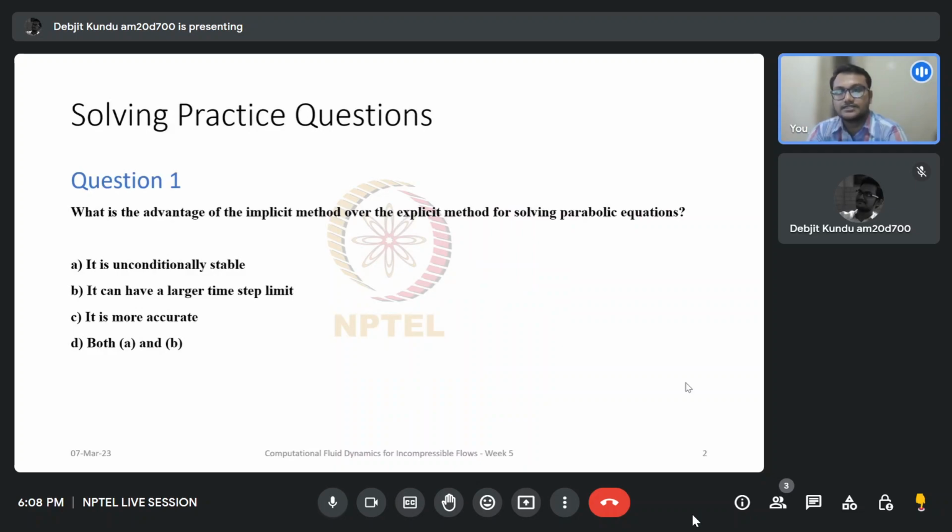Question number 1 is asking us what is the advantage of the implicit method over the explicit method for solving parabolic equations? There are four options given here. The first option is, it is unconditionally stable. Option B is, it can have a larger time step limit. Option C is, it is more accurate. And option D is, it is both A and B. That is, it is both unconditionally stable and it may have a larger time step limit as well.